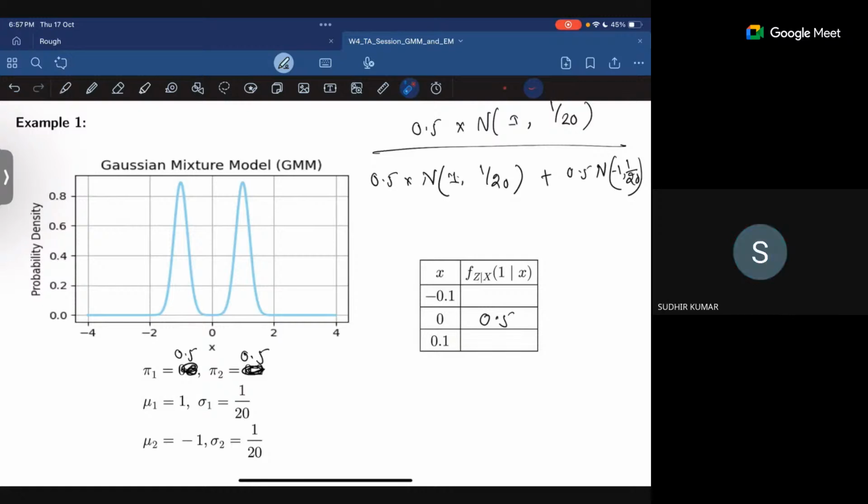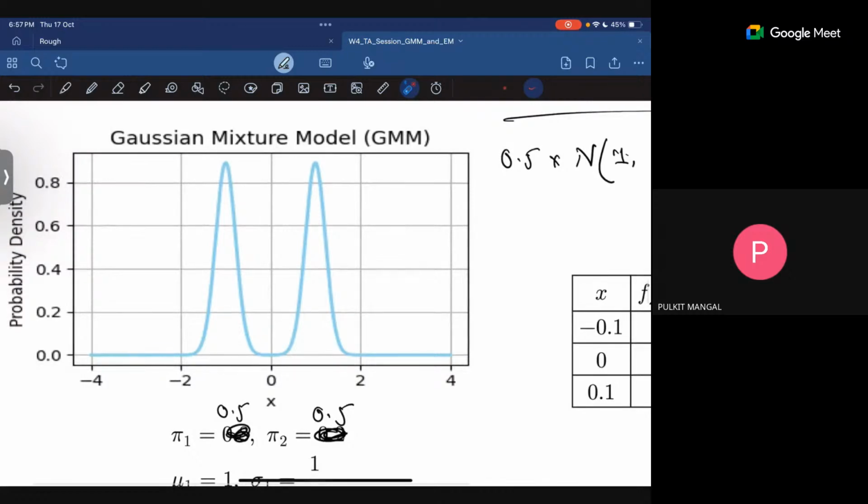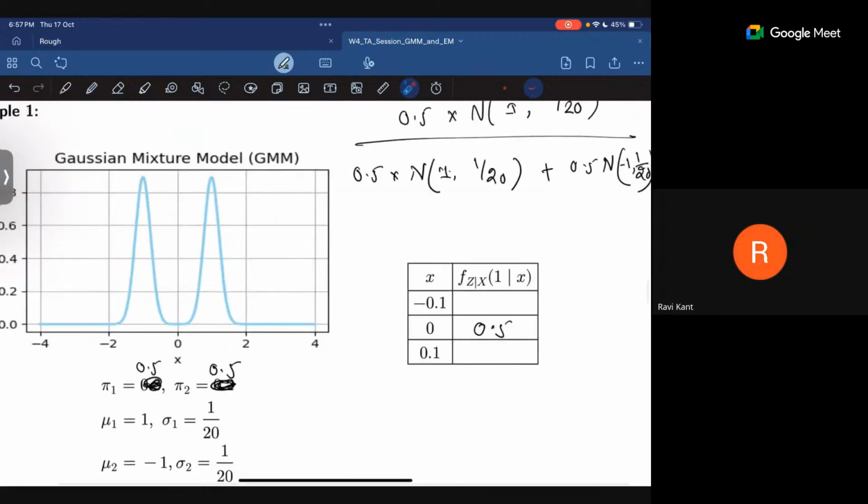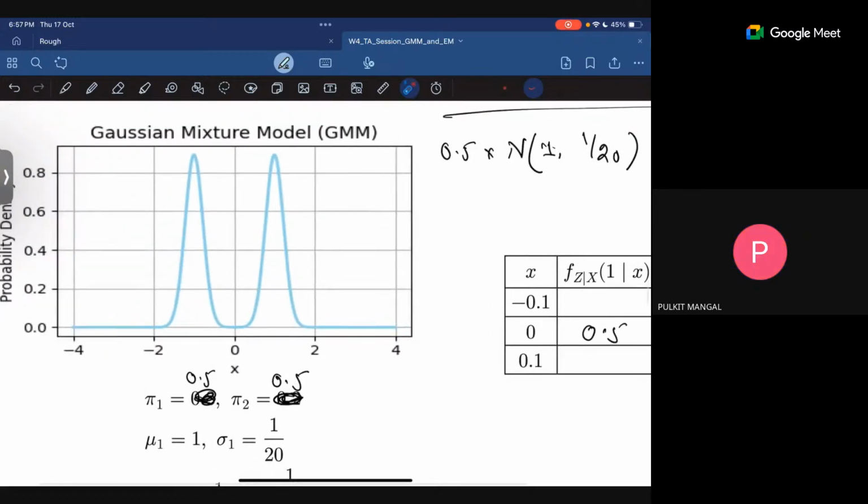Coming from the first, both. Let's check. Probably it is symmetric. For minus 0.1 it will be more, and for 0.1 it will be less. Yeah, that's the correct relation, and that's what we talked about before. Ravi said how we got 0.5 for 0: it is because 0 is kind of in the middle.